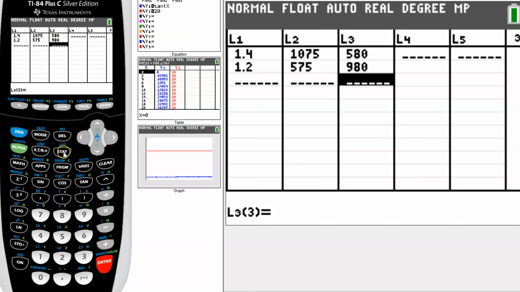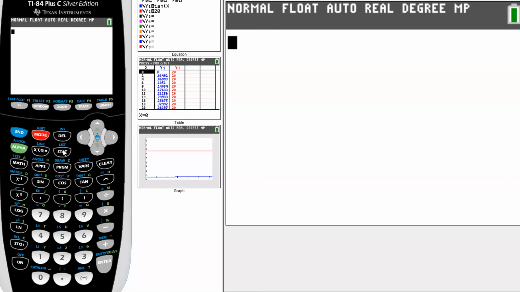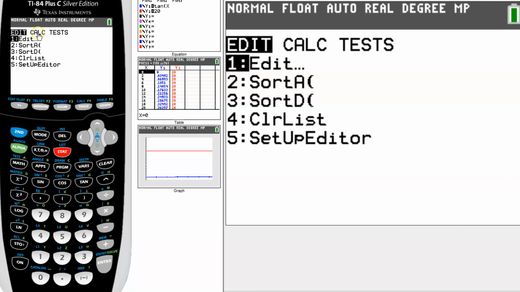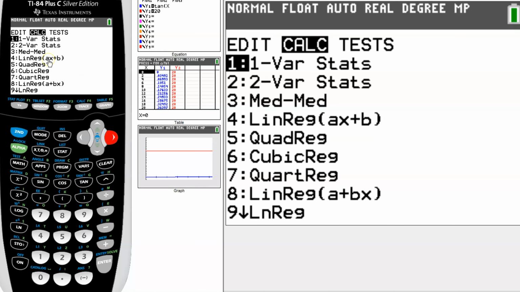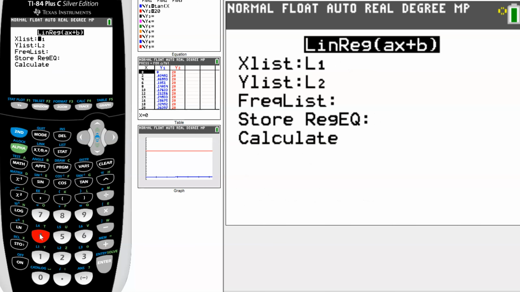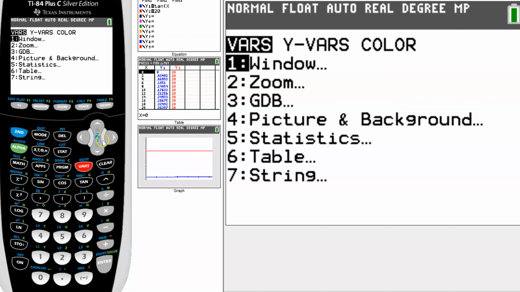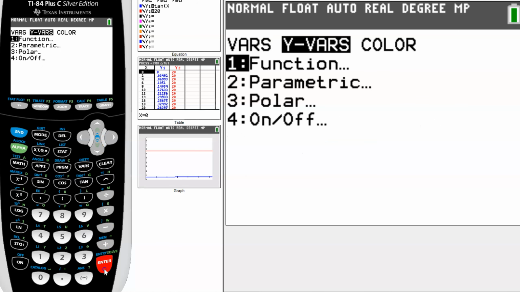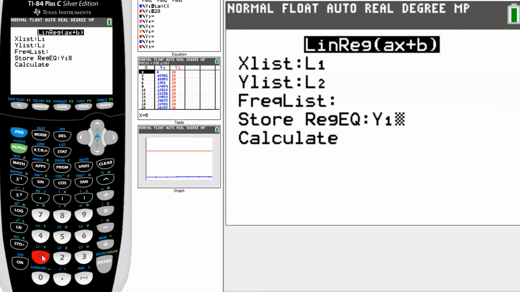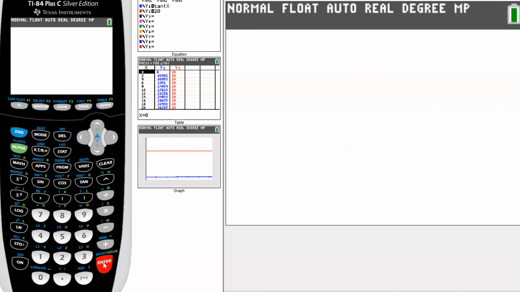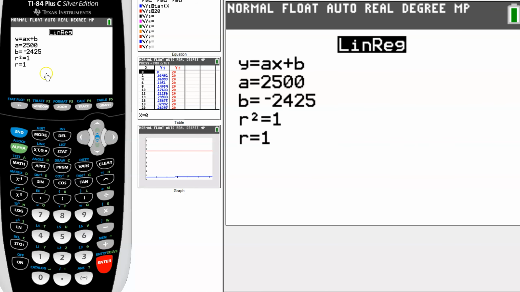So now we go back to Stat. Let's get out of this for a second. Quit. Hit Stat. And this time we're going to calculate. We want to do a linear regression, number 4. So L1, L2, perfect. And we're going to store that in our Y1. So hit Vars, go to Y-Vars, Function, and Y1. Okay. Scroll down, hit calculate. And so there's our equation.